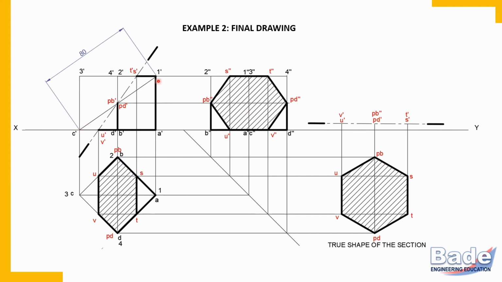Remember, solid diagonal is an imaginary line. It is not an edge of the object. So you must not make this line dark. If you make the solid diagonal dark, you will lose marks. Remember. So this is how we have completed the drawing.